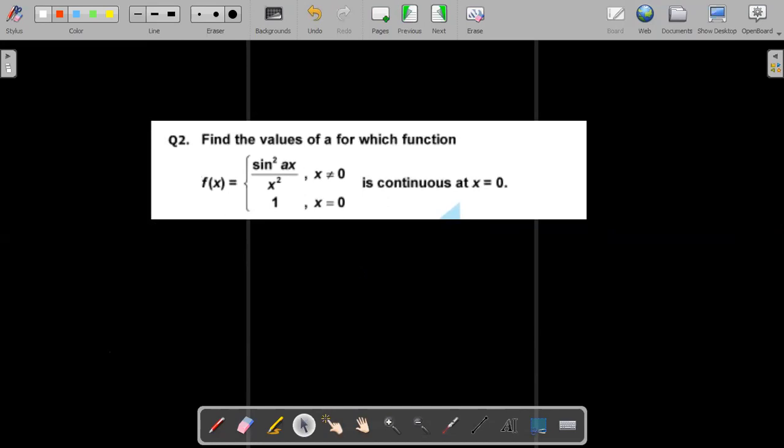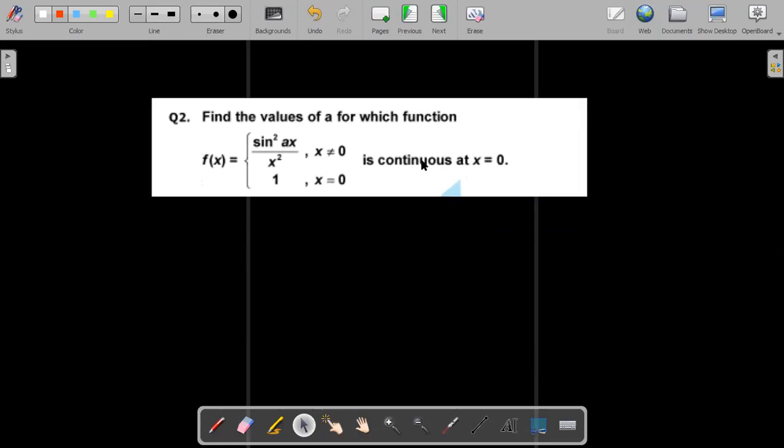Please try to solve this question. Take your complete time, that means 3, 4, 5 minutes. And please let me know just by writing in the text message. I'm waiting for your answer.